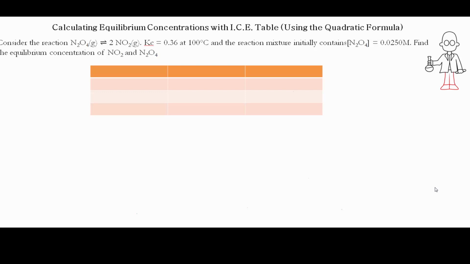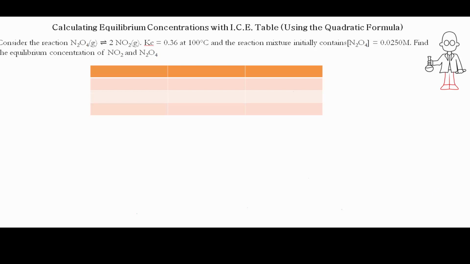All right, let's take a look at the following example. We're going to use the ICE table along with the quadratic formula to solve for the relative change x. And once we find the relative change x, we can find the actual change, put that change back into the ICE table, and solve for our concentrations at equilibrium.